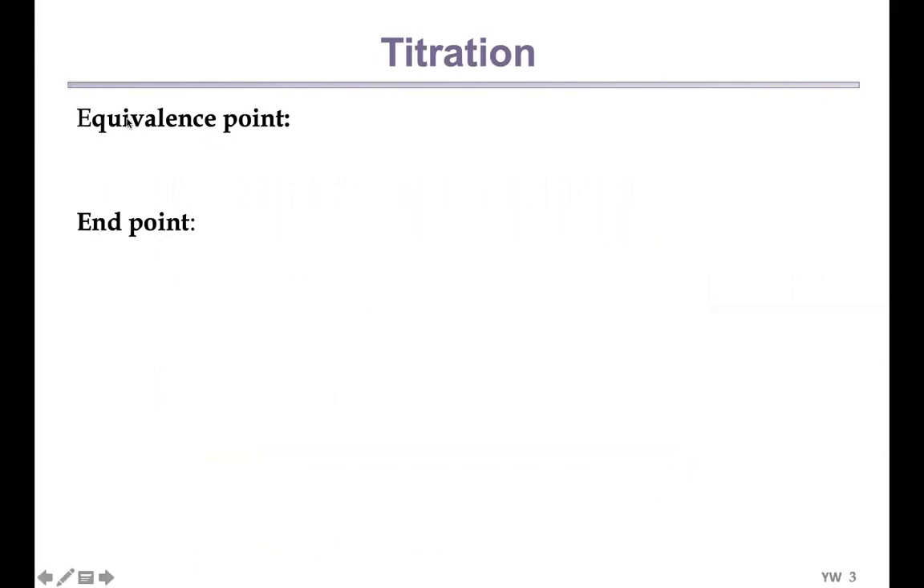We have 2 different terms here. The first one is called equivalence point, and the second one is endpoint. Anybody knows the difference between those 2? One is experimental, the other is theoretical. That's right. So which one is theoretical and which one is experimental? That's right. Equivalence point is the theoretical point, and the endpoint is the experimental point, for example, determined by an indicator, right?